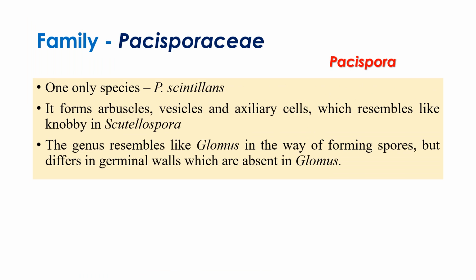The next family is Fascispora. The only genus there is Fascispora, and there is only one important species, Fascispora scintillanus. They form orbicles, vesicles and auxiliary cells, everything exactly resembling Scutellospora. We have already discussed the thread-like structure, the hyphae, and auxiliary cells are produced with thorn-like projections. They also resemble glomus a little in the way of forming spores, but the germination walls are absent in glomus, whereas germination walls are present in this genus.